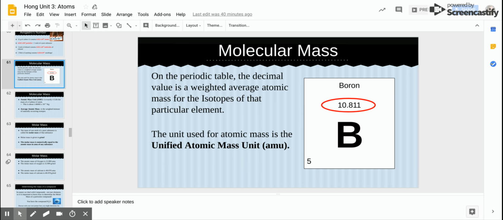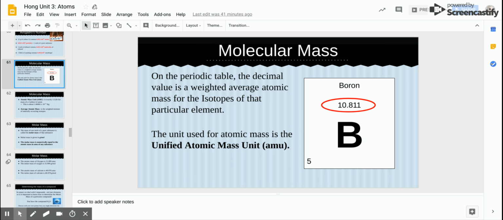All right, so what do we have here in terms of molecular mass? If you look at your periodic table, find the element boron, number 5, which is the atomic number, so it has 5 protons and 5 electrons. The decimal number included on the periodic table is the average atomic mass for that element. I have it circled in red here: 10.811 is the average atomic mass for this element.